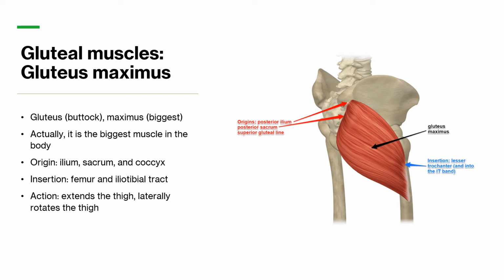The gluteus maximus extends the thigh. So look at the direction of the fibers. It brings this femur back. It also laterally rotates the thigh. So it rotates this thigh outward.